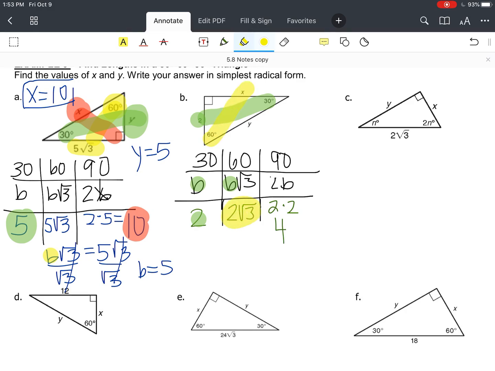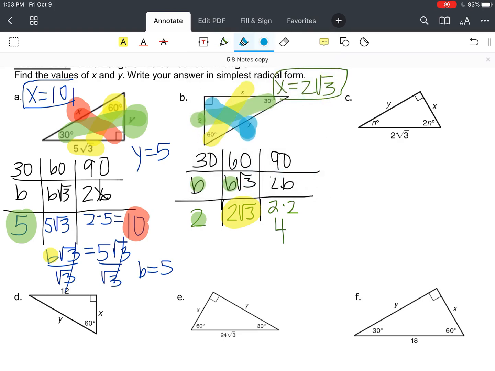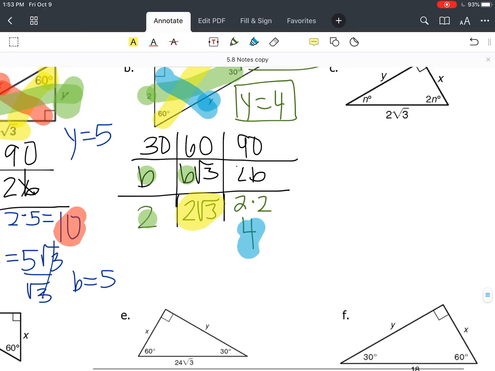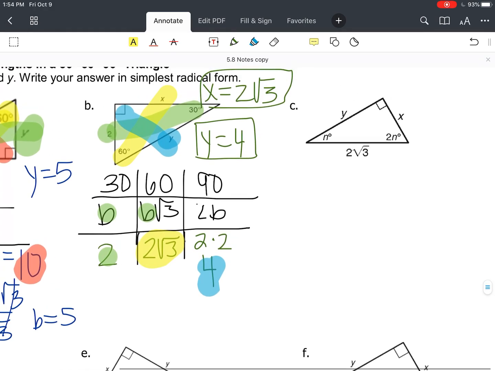So the chart was pretty easy to fill out. Now let's answer the questions. Opposite 60 is my X, so X is going to be 2 root 3. Now let's do the same for Y. Y is opposite 90. Opposite 90 in my chart was 4, so Y is going to equal 4. So that's it for letter B.